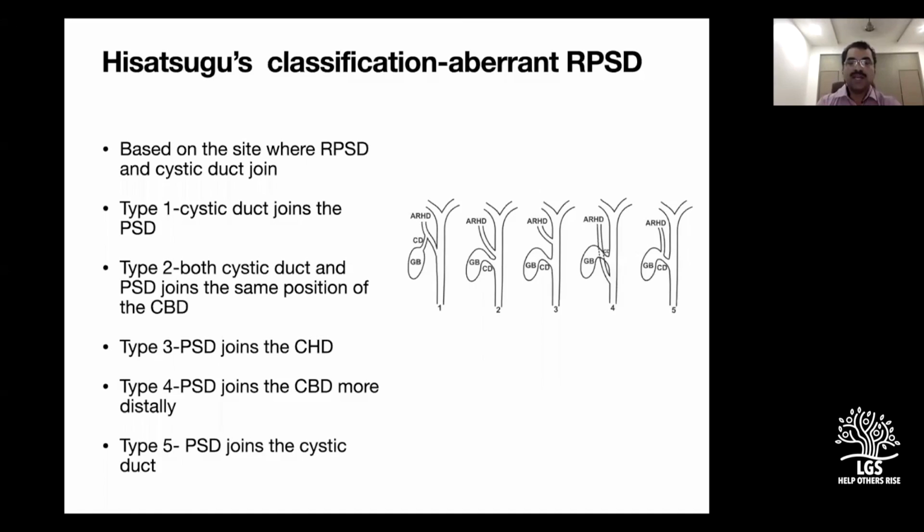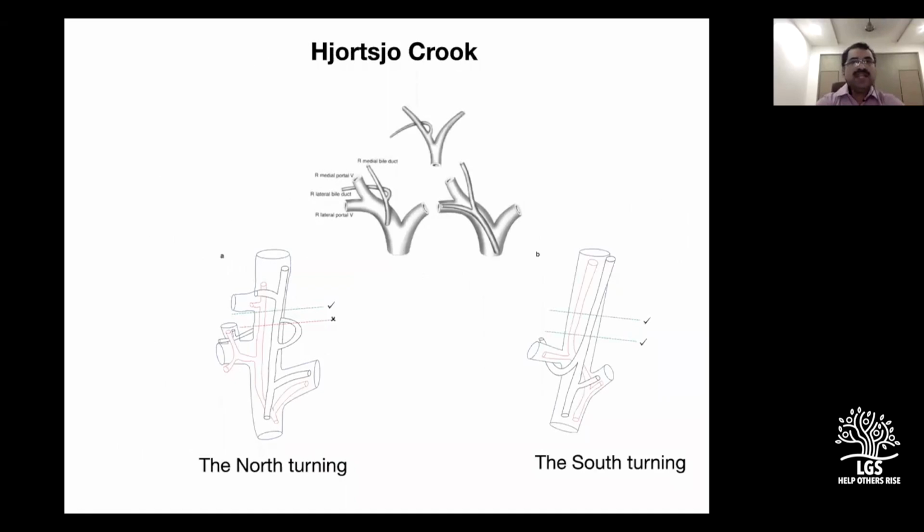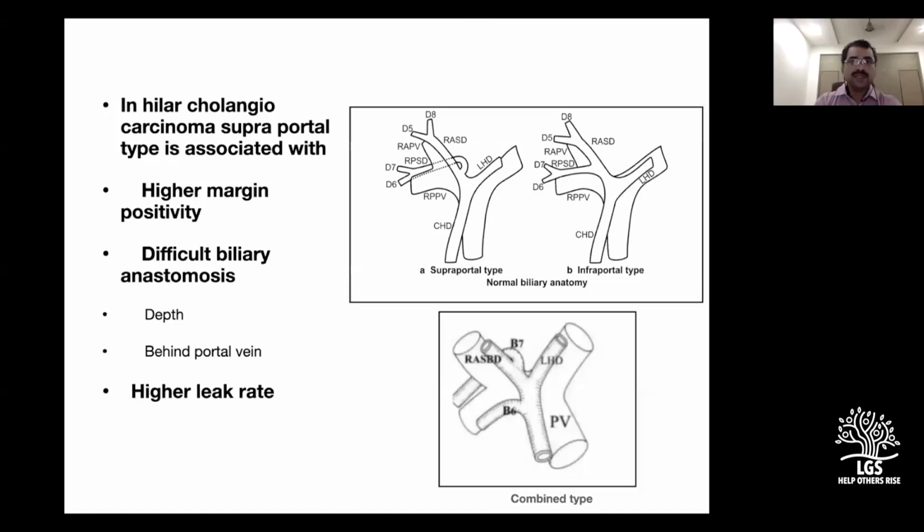This is very important when you do laparoscopic surgery or when you do surgery for carcinoma gallbladder or hilar cholangiocarcinoma. So in the intrahepatic biliary anatomy, you have an important thing known as George's crook, which I mentioned in the last class. There is a north turning type and a south turning type. If there is a north turning, that is the common type. There is an increased risk of injury to the posterior bile duct when you do anterior sectionectomy.